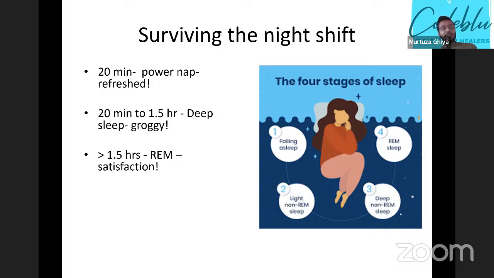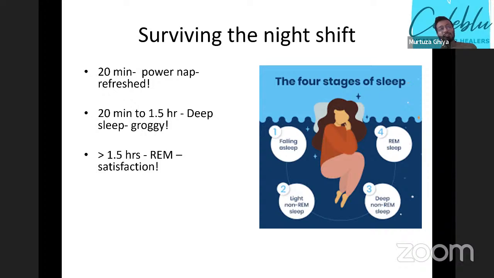The third category, of course, is you go on to sleep more than 1.5 hours in your night sleep. You enter REM sleep and you wake up, if you do, with perfect satisfaction. Now, this you believe is great, but realistically, it's not. The problem with this deep satisfaction after that REM sleep at night is that when you go back after your night shift, you go home and you want to sleep, you are unable to sleep. This is simply because you've had that satisfaction, you can't sleep during the day.